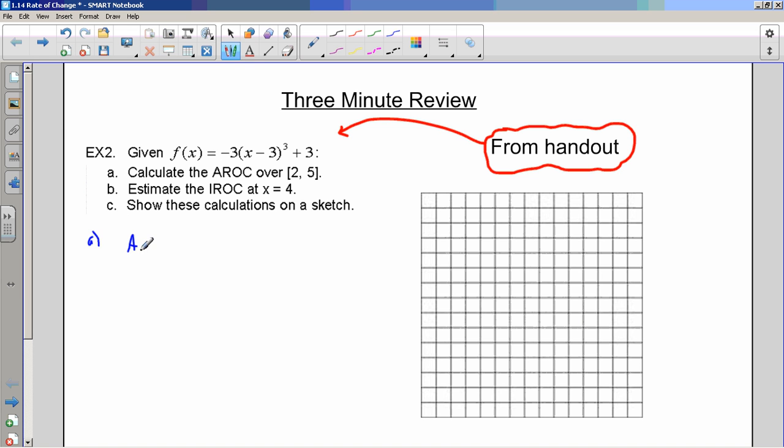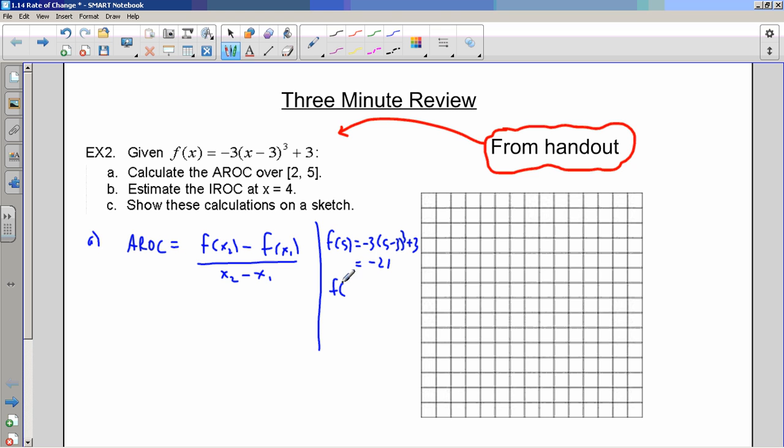Average rate of change is just going to be f at x2 subtract f at x1 over x2 minus x1, and it's slope, right? Average rate of change is the slope over that interval. And what do we got? We got f at 5 is just -3 times 5 minus 3 cubed plus 3, and that is -21.